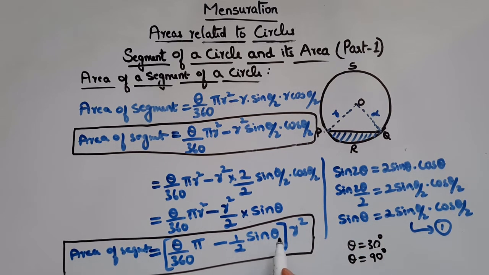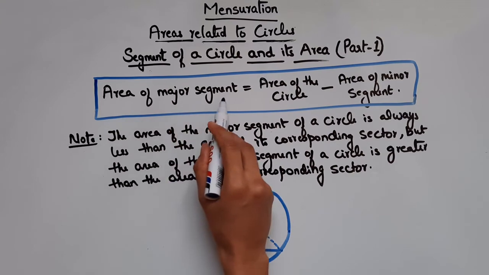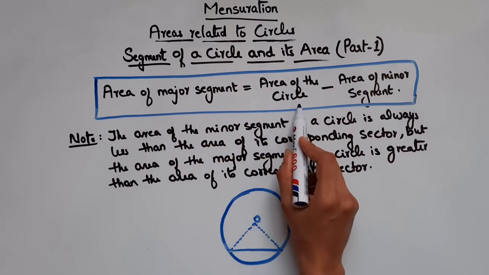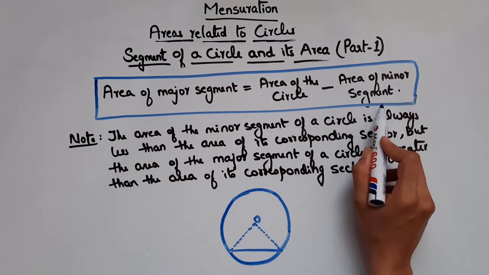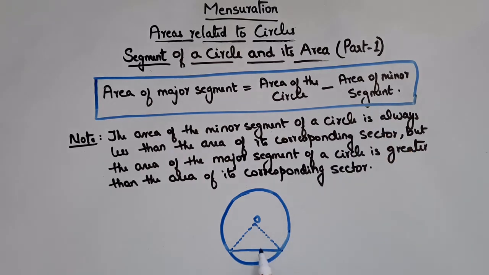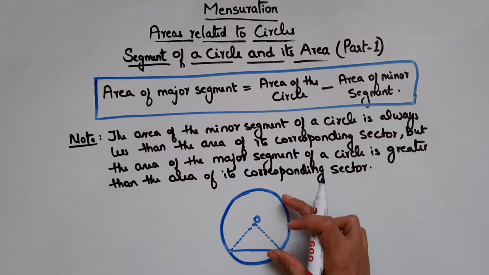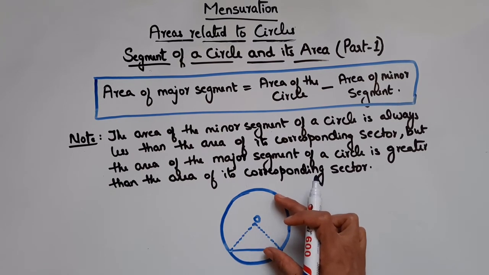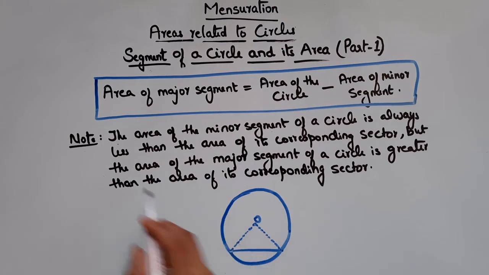Now let's see how to find the area of the major segment. But before that, pause the video and note this down. So the area of the major segment is given by area of the circle minus area of the minor segment. So that is nothing but when you subtract the area of the minor segment from the whole area of the circle, that will give you the area of the major segment, right? So now let's see this note.